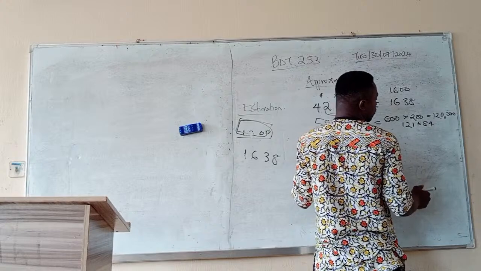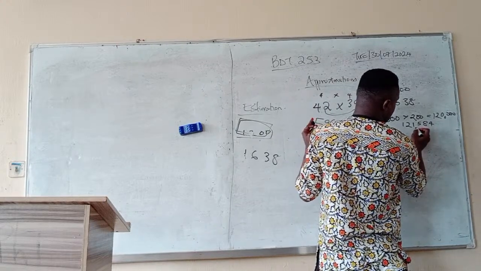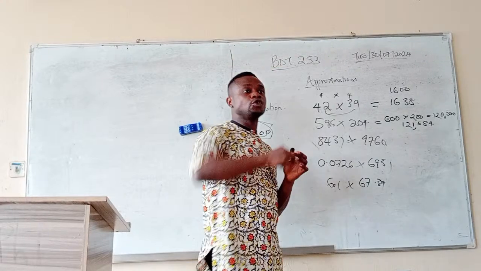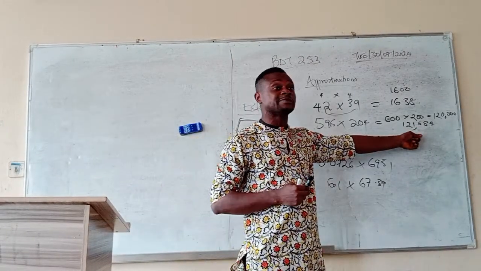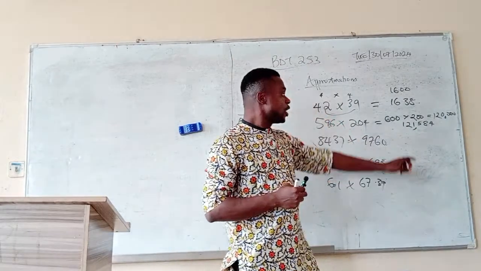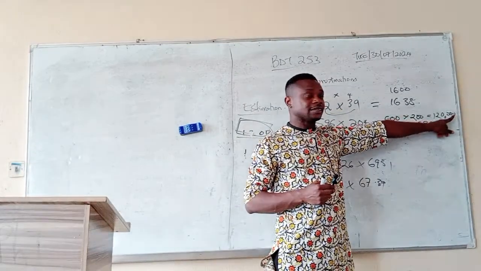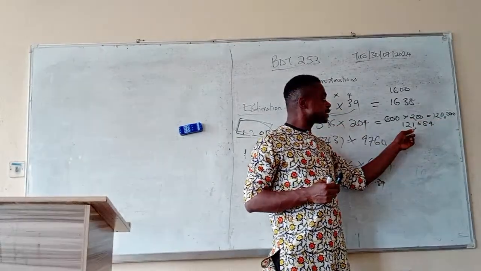121,584. 121 what? 121,584. Now look up. Do you know what this is? A good estimate. Look up. Even though this is 120,000, this was 120.